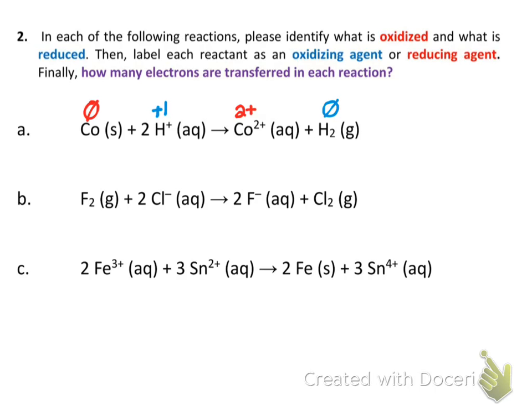Okay, so what's being reduced and what's being oxidized? Well, we can see here, I always like to identify what's being reduced first because the name tells us what's going on. We're going from positive 1 to 0. That number literally gets smaller. It literally gets reduced. So our H plus is what's going to be reduced.